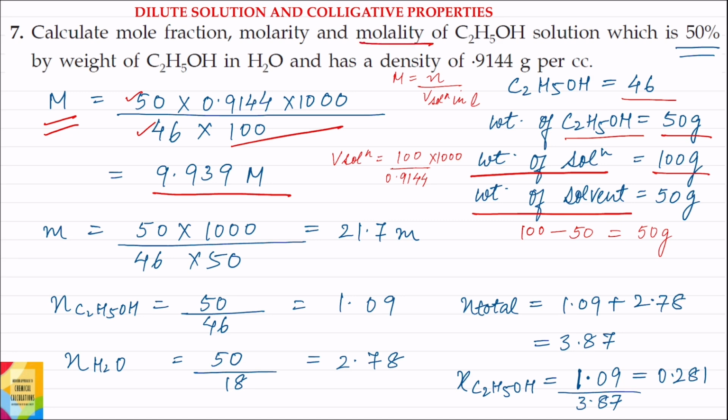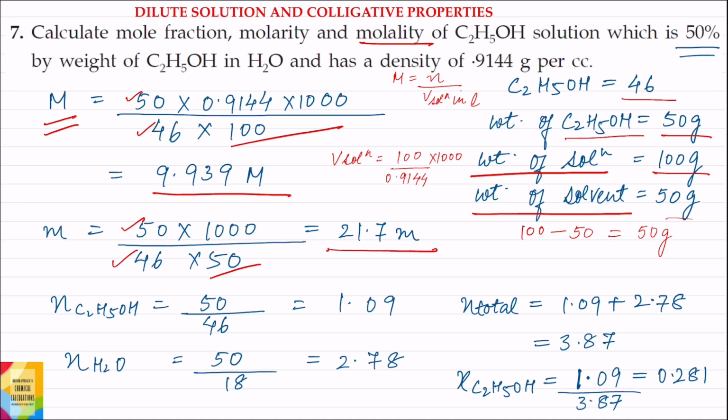Now next is molality. Again, the formula for molality is moles of solute divided by weight of solvent in kgs. So moles of solute is 50 divided by 46 and divided by weight of solvent in kgs. Weight of solvent is 50 grams and its weight in kgs will be 50 divided by 1000. So putting the values in the formula for molality, the value of molality is 21.7.